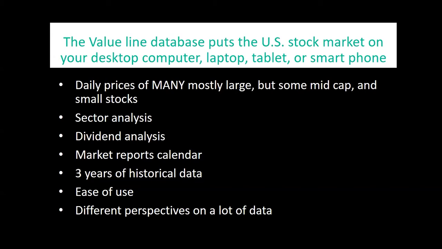There's an economic report calendar, in which you can see upcoming government reports. For example, when I'm recording this on a Wednesday, this coming Friday, we're going to see the unemployment report, which is a very important report for how the markets move. The Value Line database covers at least 3 years of historical data. It's easy to use, and it offers different perspectives on a lot of data.